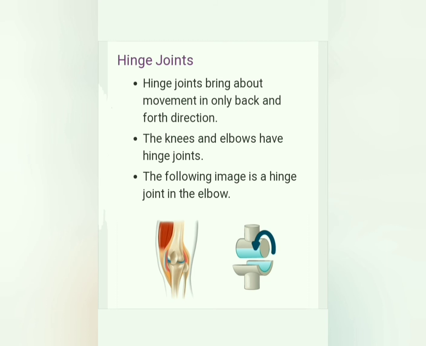Next point, the knees and elbows have hinge joints. Where do we have hinge joints? At the knees and elbows we see hinge joints. Observe the image of the hinge joint. It is about the hinge joint.